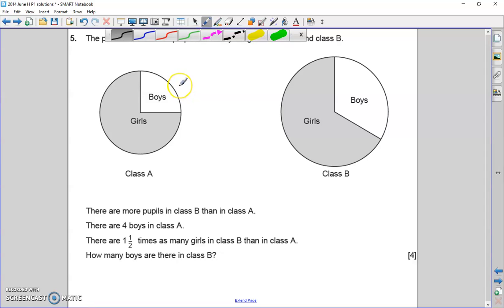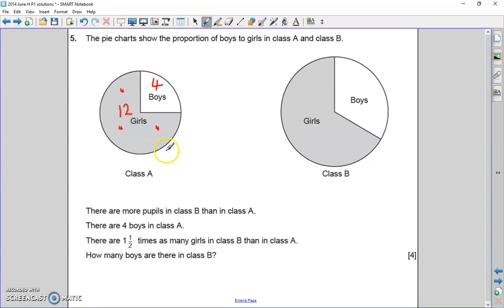Okay, there are more pupils in class B than class A, so the second pie chart is bigger. That's not a standard thing. That's just to help you out. Okay. There are 4 boys in class A, so what I would say is, as you get given information, label it. There are 4 boys in class A. Well, we can work out then how many girls there are, because each quarter of this pie chart is worth 4. So there must be 4 there, 4 there, and 4 there. So there must be 12 girls in this class.